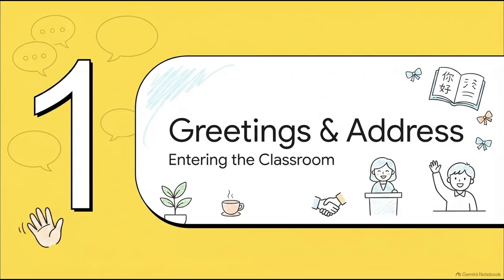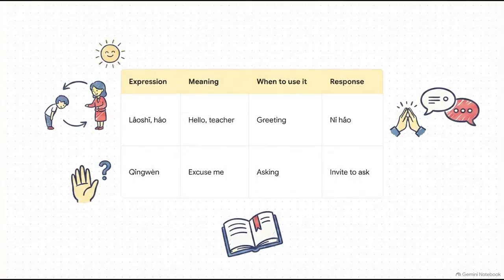Greetings and polite address, entering the classroom. Let's start literally the moment your teacher walks into the room. For the first row of your notes, jot down the expression 老师好, which translates to hello teacher. Notice something here? In Chinese, we place the title 老师 before the greeting 好 to be polite. You'll use this right at the start of class to show respect, and the teacher will usually respond back with a simple 你好.